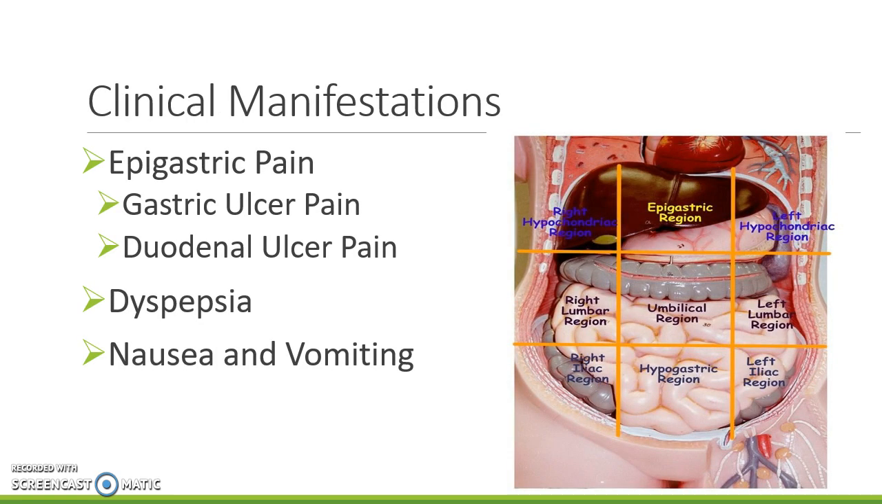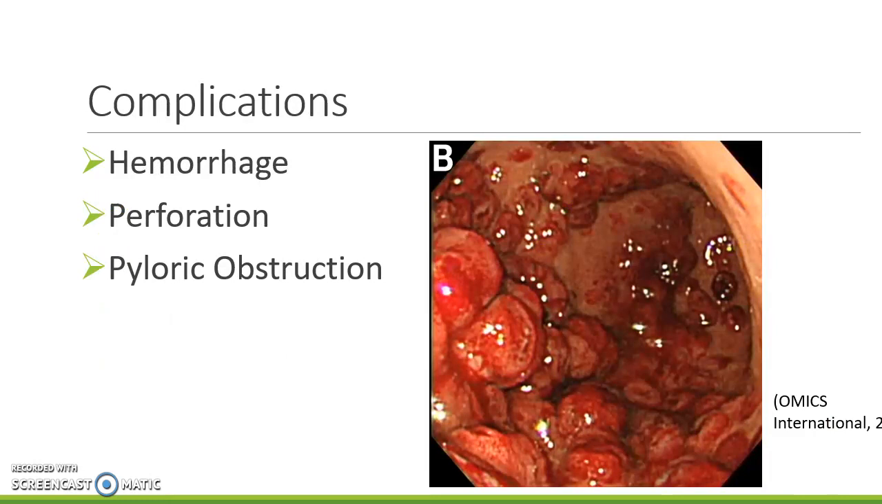Manifestations are epigastric pain for the gastric and the duodenal ulcers, dyspepsia, and nausea and vomiting. And the picture shows the different regions where you would see the pain, depending on whether it was gastric or duodenal. Complications include hemorrhage, perforation, and pyloric obstruction.